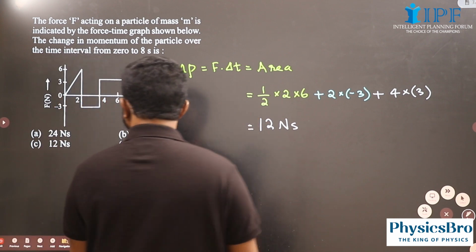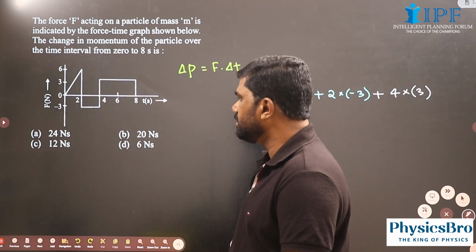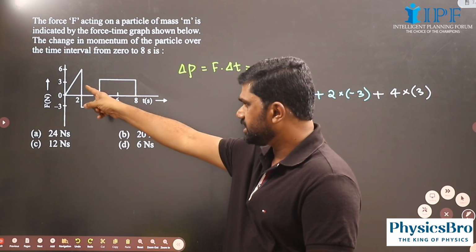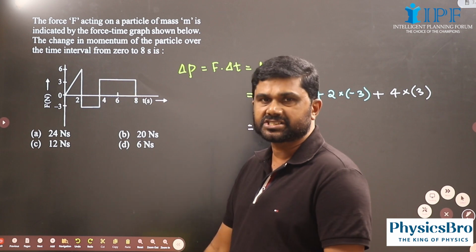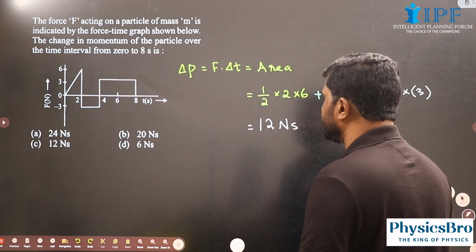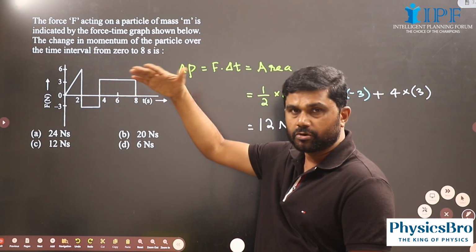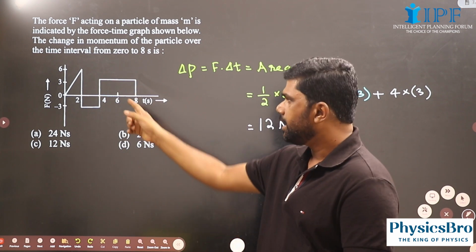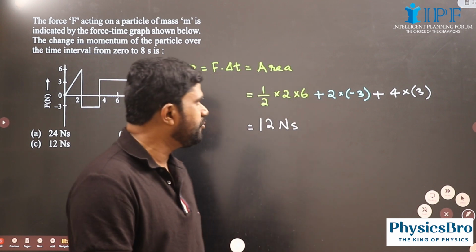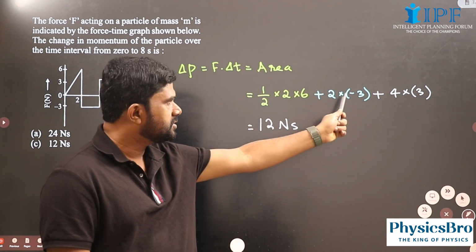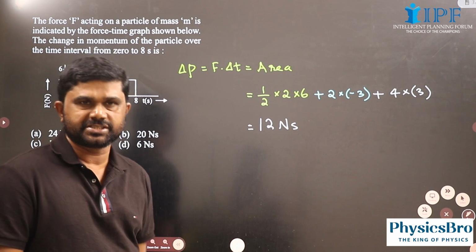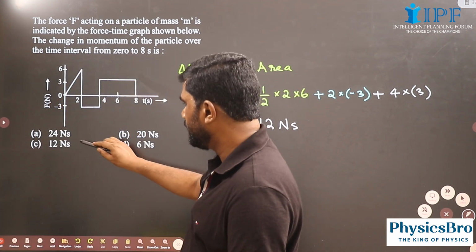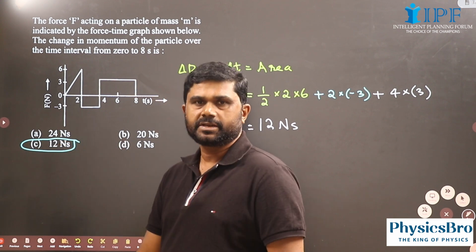Okay, the second one is a rectangle. See, its length is from 2 to 4, and its height is minus 3 units, so it will be 2 into minus 3. And the third part is also a rectangle. Its length is from 4 to 8, means 4 units length and 3 units height, so it will be 4 into 3, that will give you 12. This will give you minus 6, and here again 6, so it will be 12 Newton second. Okay, 12 Newton second means the option C, right?